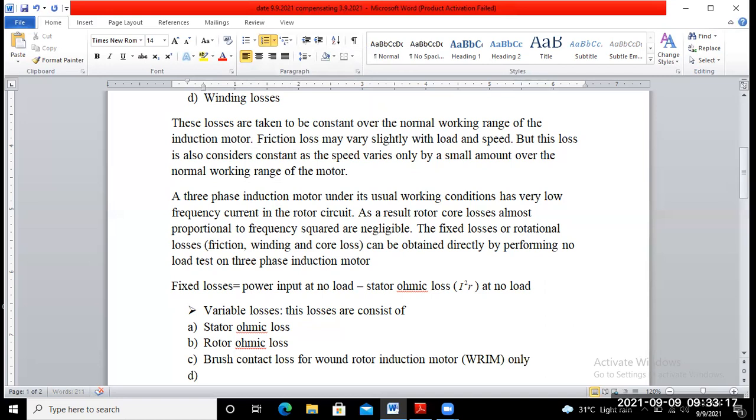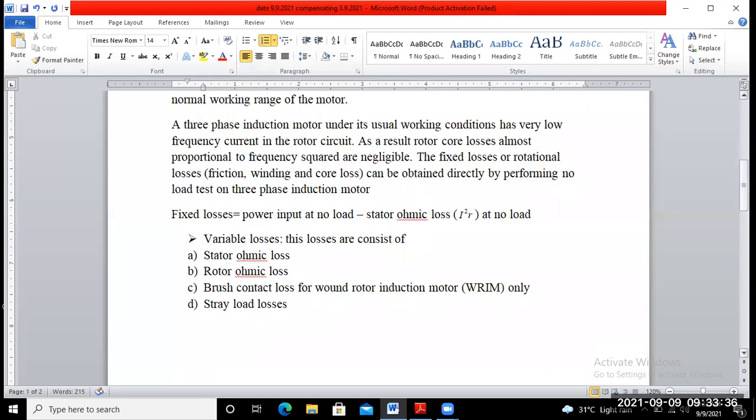And next is your stray load losses. The stray load losses in a three-phase induction motor are very small. That's why these losses may be neglected when you consider the variable losses.